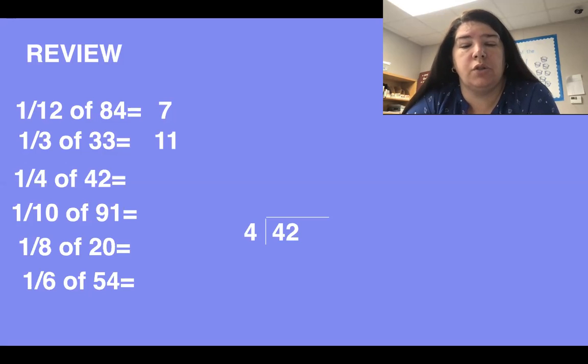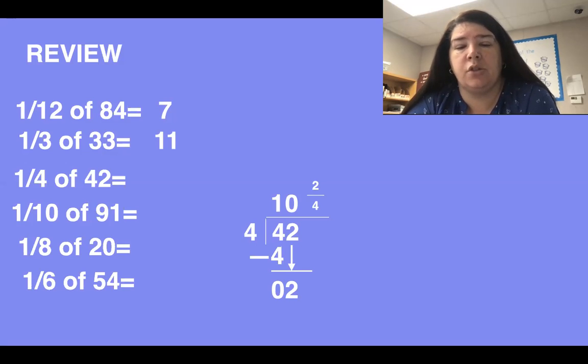So 42 divided by 4, we say that 4 goes into 4 one time. 1 times 4 is 4. 4 minus 4 is 0. Now 0 is less than 4, so you can bring down the 2. And 2 divided by 4 is 0. Now we're left with 2 left over. When we write our answer, we use it as a fraction. 2 is our remainder, and 4 goes on as the denominator. So your answer should be 10 and 2/4.